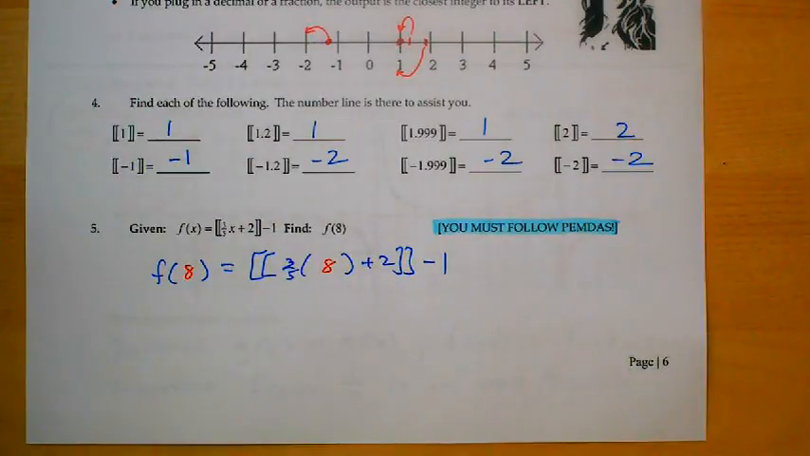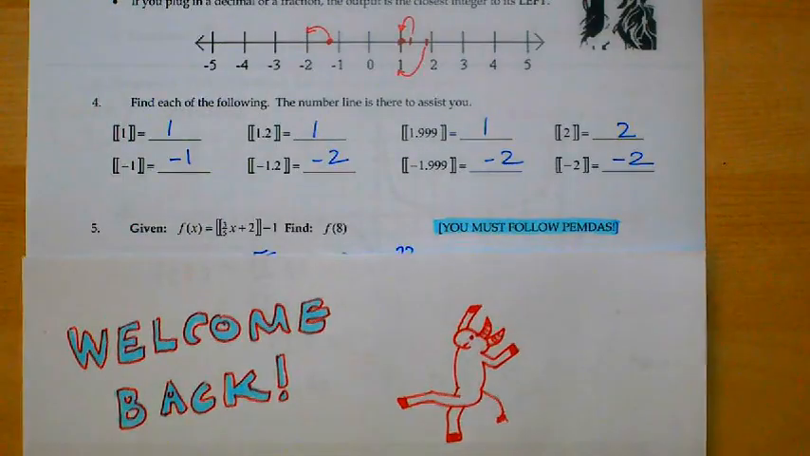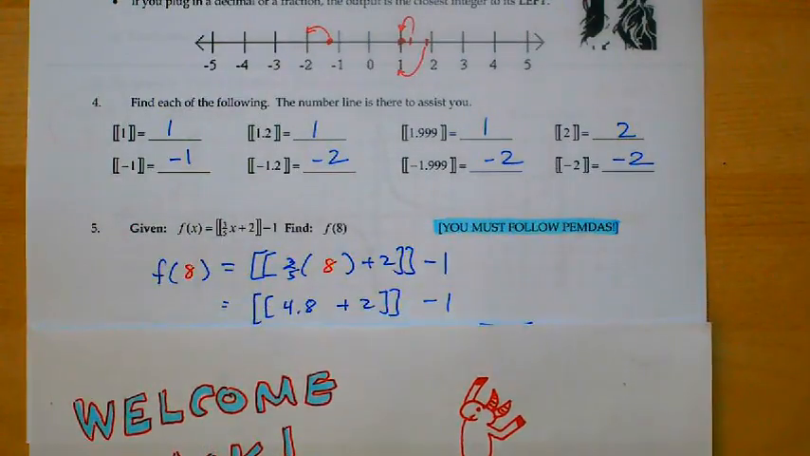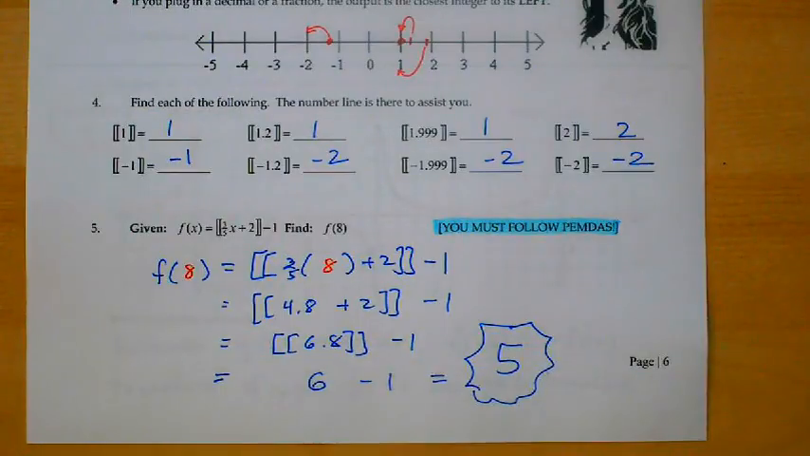Okay, welcome back. Here's how my computation fell after I tried the 8: multiplied 3/5 times 8, added 2, 6.8 in the brackets. Beyonce sends it to the left. 6 minus 1 is 5. Ta-ta!